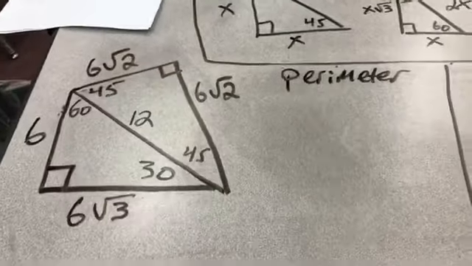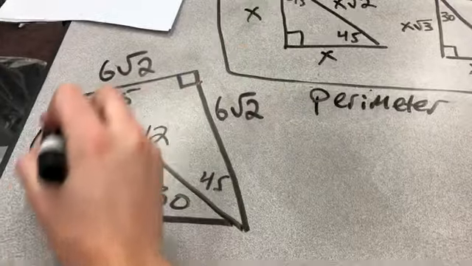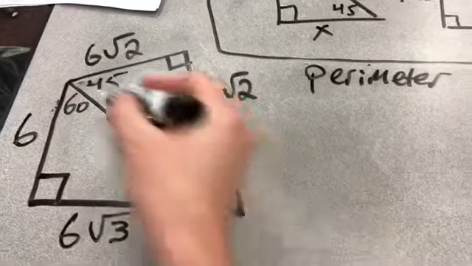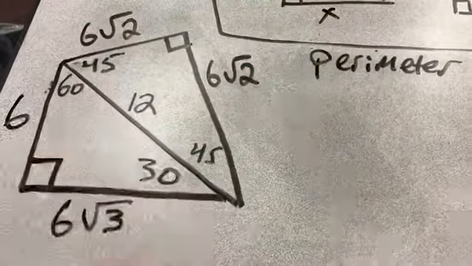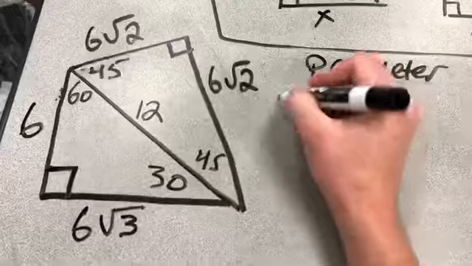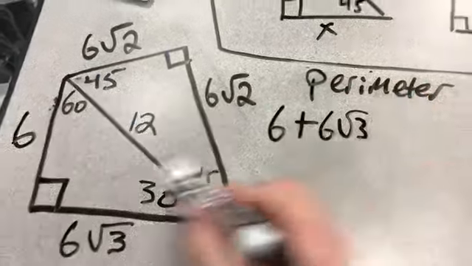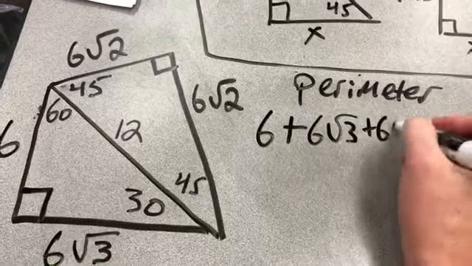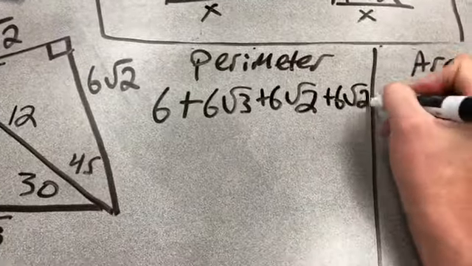The perimeter is just the distance of the outside of the shape. So if you ran around this shape on a run, how far would you run? The inside 12 won't be included as it's not on the perimeter, the rim of the shape. So I'm going to start adding up the sides. I'm going to have 6 plus 6 times the square root of 3 plus 6 times the square root of 2 plus another 6 times the square root of 2.